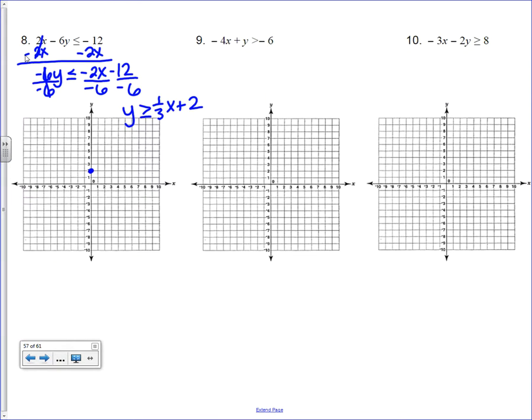So where do I begin? On the y-axis. What's my slope? Where do I go? Okay, so not as many points this time. Remember, then we go down 1 and back 3. Solid or dashed? Solid this time. Are we going to shade above or below? That's a greater than symbol, so we're going to shade above.